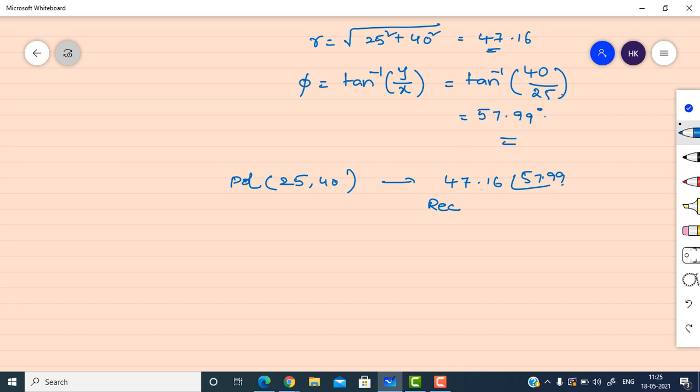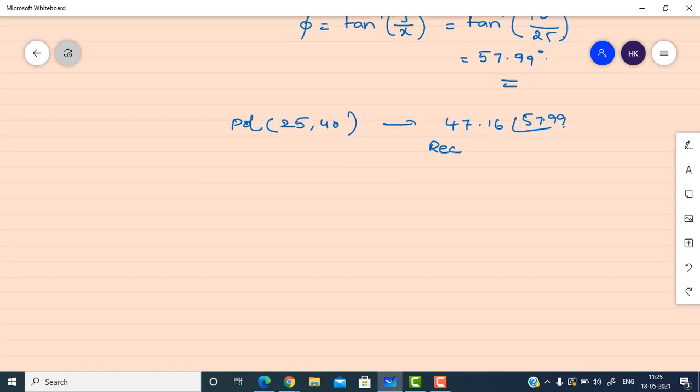Do you understand how to convert? Remember this. This will be useful in the problems. Now I am moving to the next topic.